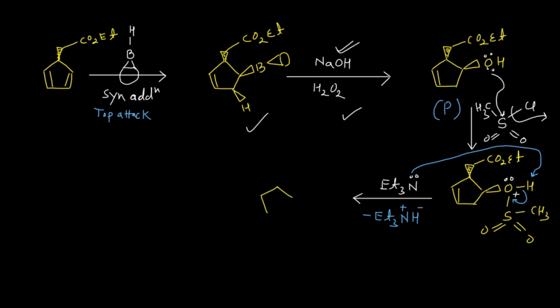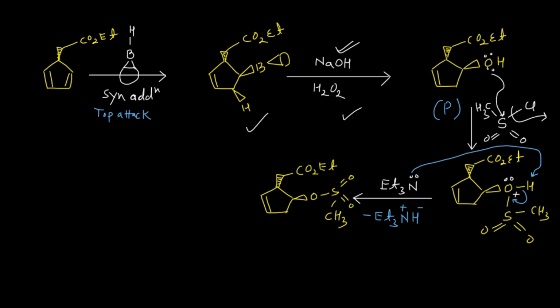This is my 5-membered ring. This is the left-hand side double bond, and this is my ester moiety, which is below the plane, and this is my Et, right? And then I'm having my oxygen, and that oxygen is connected with the sulfur, with the 2 oxygens attached to it, along with the CH3. Why have I done this here? Because this is now a better leaving group.